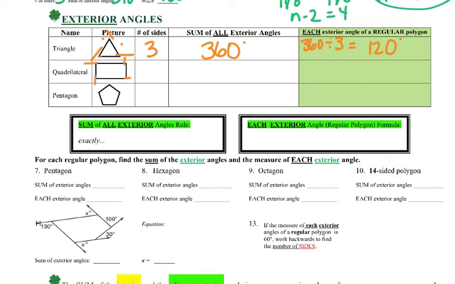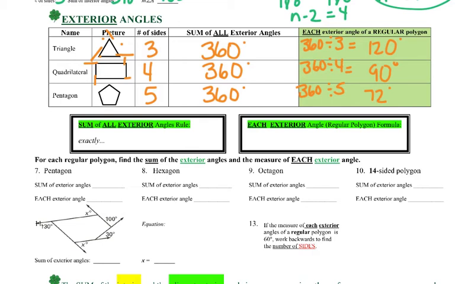Quadrilateral has 4 sides and 4 exterior angles, and they all also add up to 360. And each one is 90. 90 on the inside, 90 on the outside. A pentagon has 5 sides, and the sum of the exterior angles is 360. So I say that exterior angles are a little easier because they always add up to 360. And 360 divided by 5, 72 degrees.